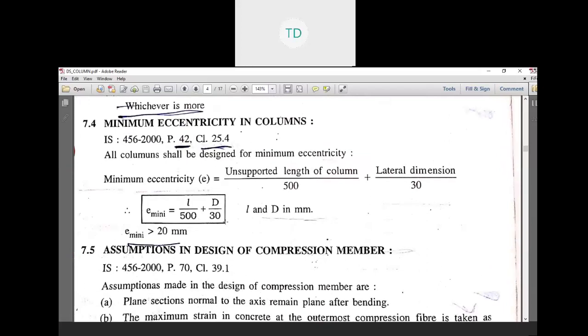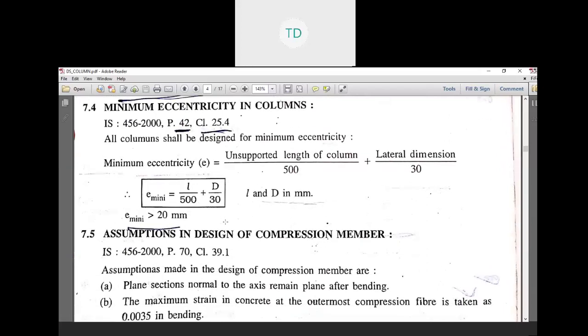Now we are going to study the minimum eccentricity in the column. As per IS 456 page number 42, all columns shall be designed for minimum eccentricity. When designing a column, minimum eccentricity is assumed and the column is designed accordingly.